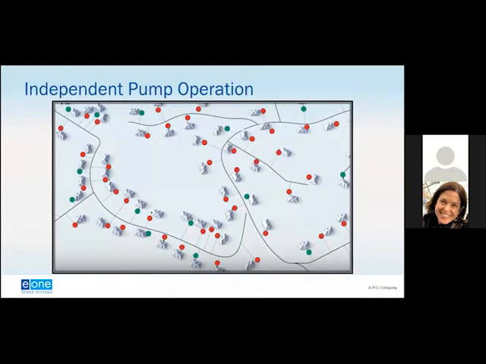A key part with pressure sewer systems is independent pump operation. You have a pump located at each property, be it a residential, industrial, or commercial property. And these pumps operate independently. They don't know what the other pump is doing. They don't sync into how the operation is going.